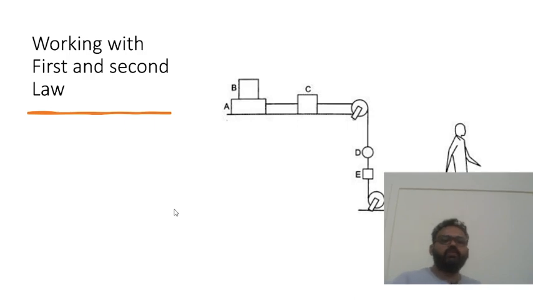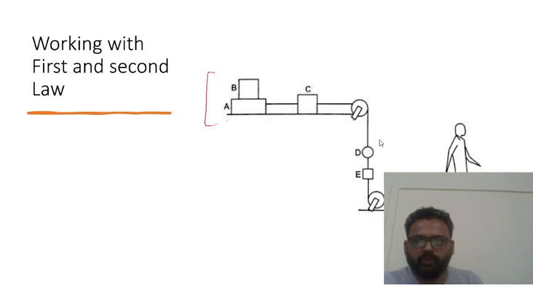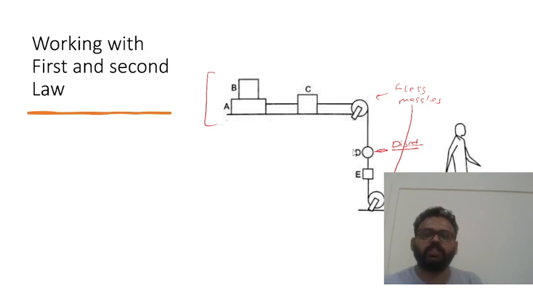Now, working around with the first and second law. To work around, we have some example. So these are masses A, B, C, D, D is a disk, E and G. These are masses, and these pulleys are frictionless and massless. This D is a disk which rolls over this string.